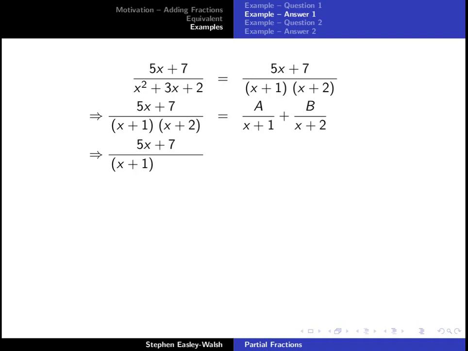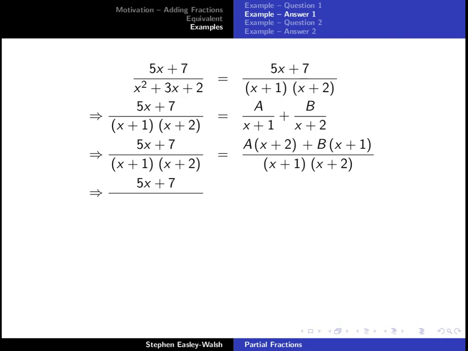What we'll do next is we bring these two back together. Adding these fractions gives us A times x plus 2 plus B times x plus 1 all over x plus 1 times x plus 2. Expanding the numerator on the right gives us A plus B x in total, and then 2A plus B as the constant, all over x plus 1 times x plus 2.